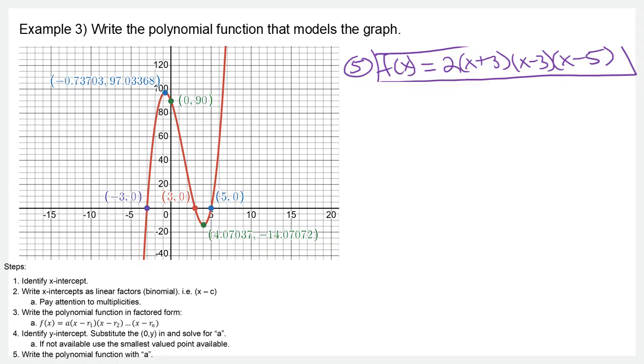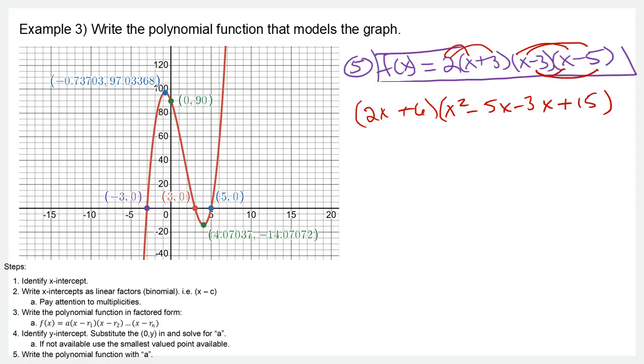So we're going to go through distributing. We have 2 times x, which is going to give us 2x. We have 2 times 3, which is going to give us 6. And we're going to do the next one. So over here, we have x times x, which gives us x squared. We have x times negative 5, which gives us negative 5x. We have negative 3 times x, which gives us negative 3x. And we have negative 3 times negative 5, which gives us positive 15.